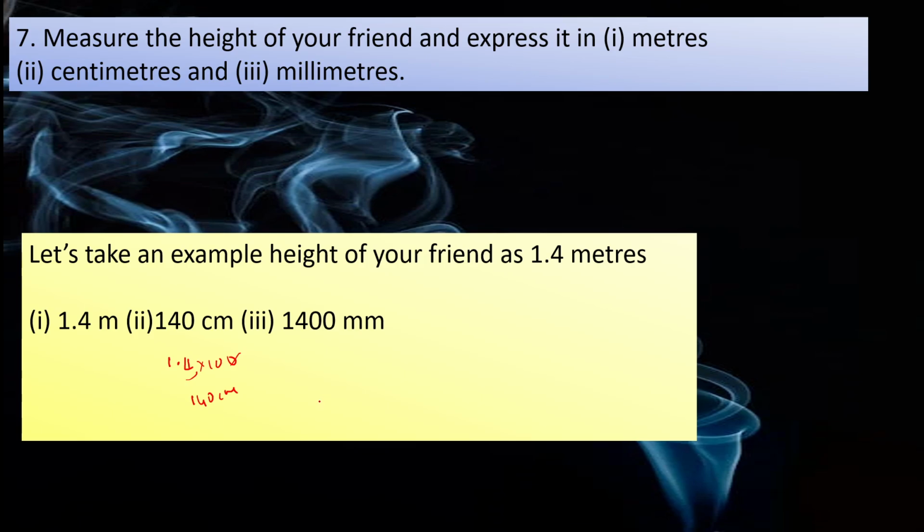Then millimeter. In the same way, 1 meter is equal to 1000 millimeter. That is 1.4 into 1000 millimeter. You convert this way. This decimal point moves one place to the right side by getting this multiplied by 10. Therefore, 1 0 will go from here. 14 into 100, then that is 2 zeros, 1400 millimeter.